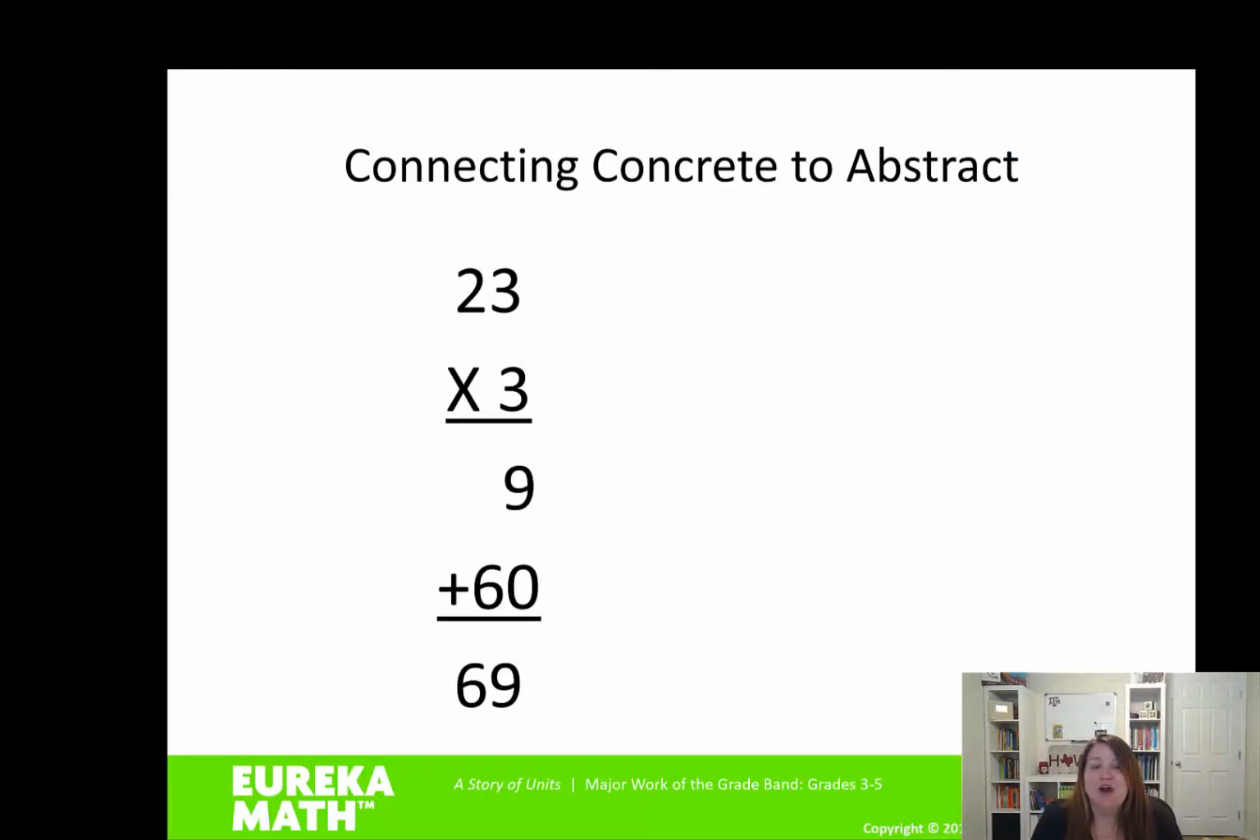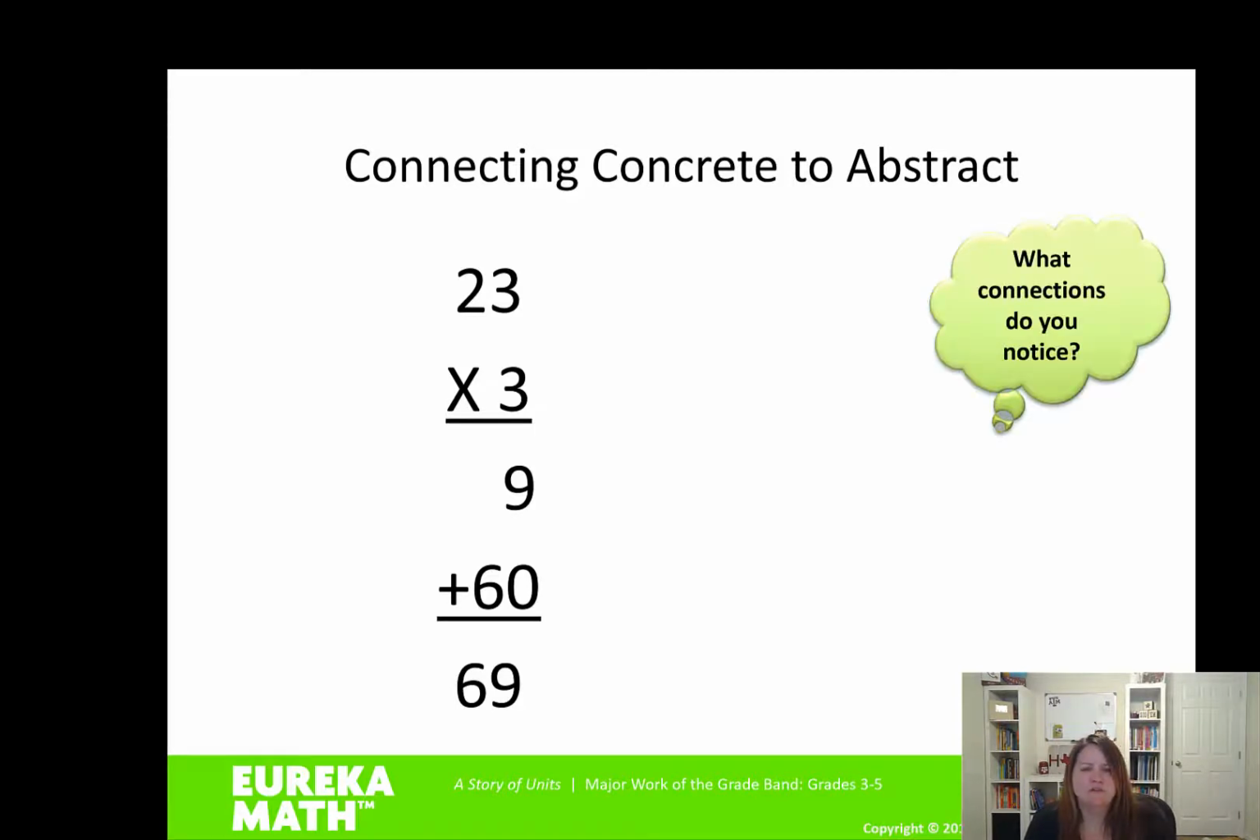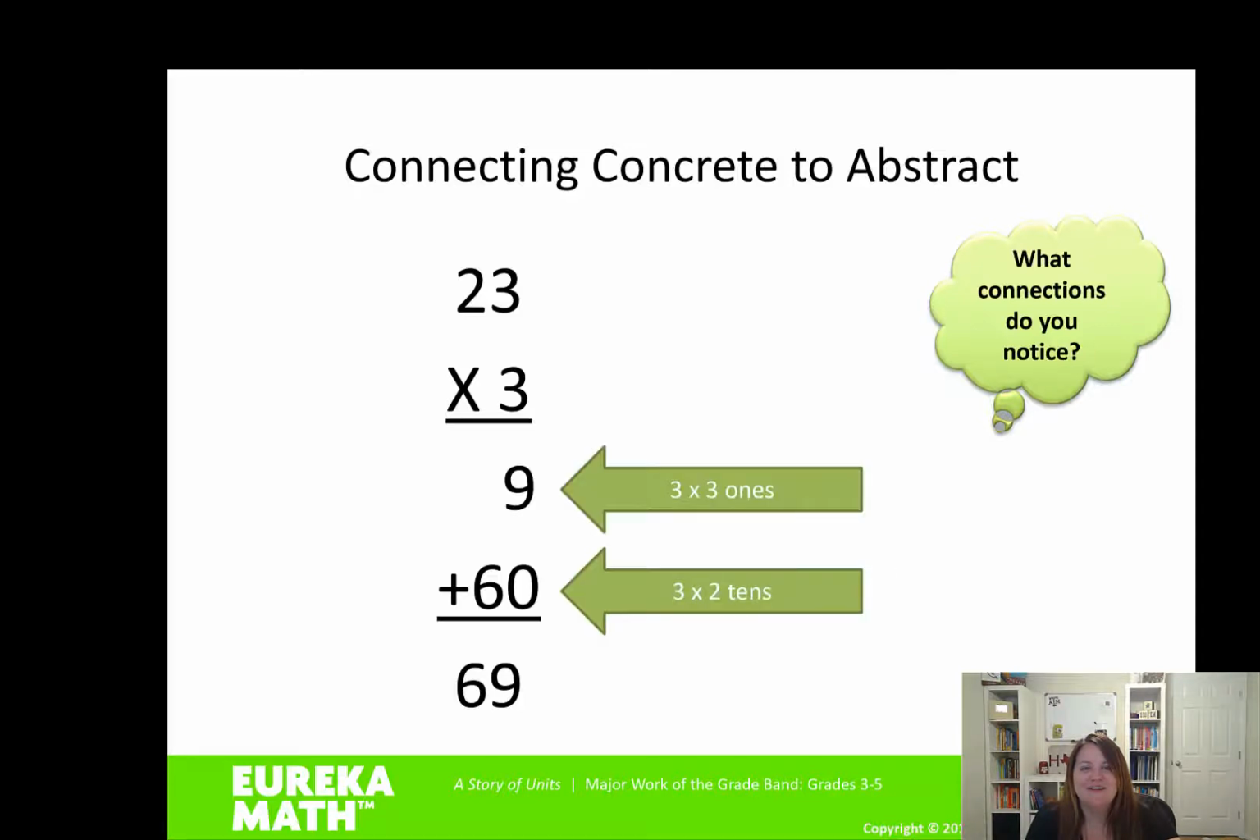Now that we have seen the concrete representation, let's take a minute to look at the abstract representation that's on your screen. What connections do you notice? If you noticed that this partial product method isolates the ones and the tens place, just like we did with our chips, you're correct. As students progress in their understanding, you can make notations like this abstract representation next to your place value chart once kids have worked through the concrete representation.